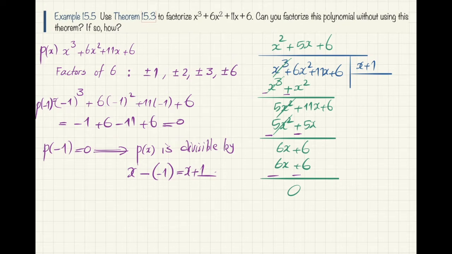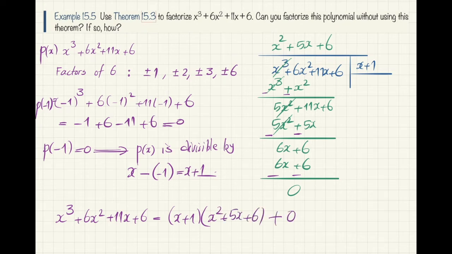I would write my polynomial x to the 3 plus 6x squared plus 11x plus 6 is equal to the divisor multiplied by the quotient. Yes? Plus the remainder, but of course the remainder doesn't have any role here. So you see, this is in the factorized form without actually being so creative, you know. I wasn't creative at all. I just found the factors of 6 and tried to test them one by one.